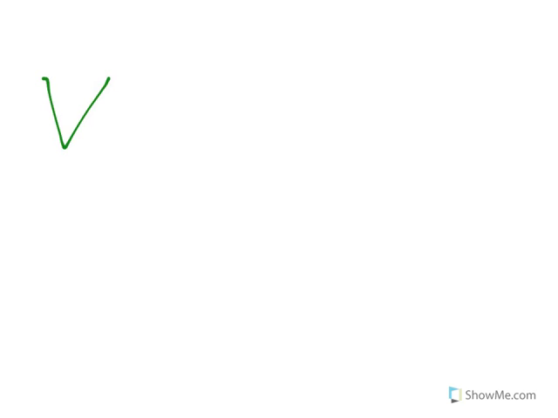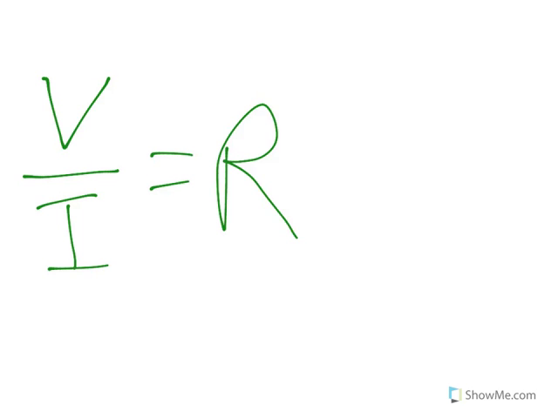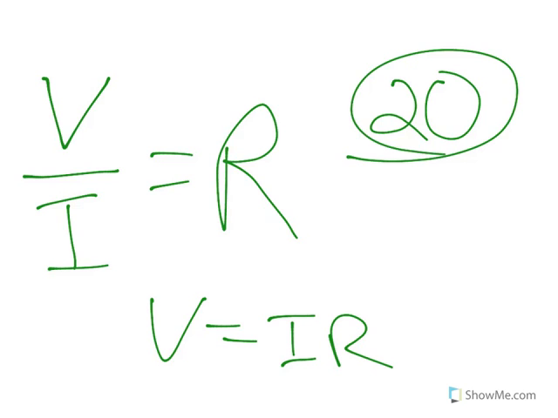And we're trying to figure out the relationship between the voltage and the current. So that ratio, voltage divided by current, is the resistance. Alright, because V is equal to IR, so V divided by I is equal to R. That's number 20. Alright, number 21.